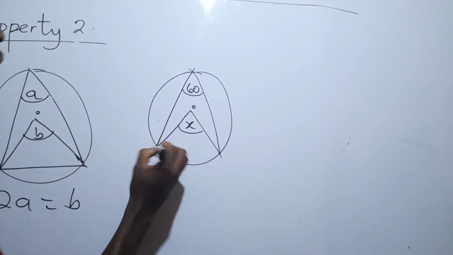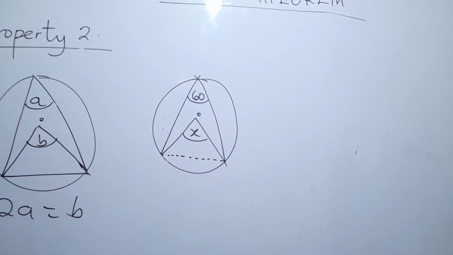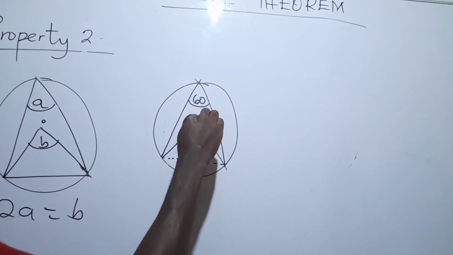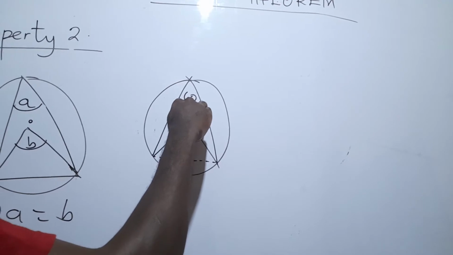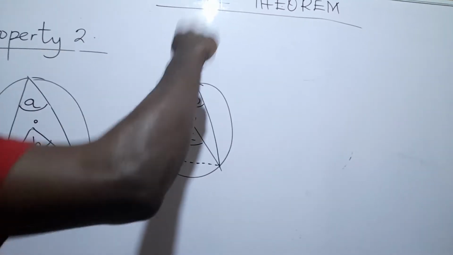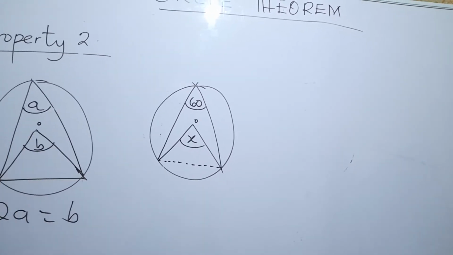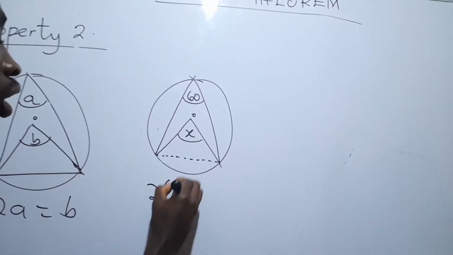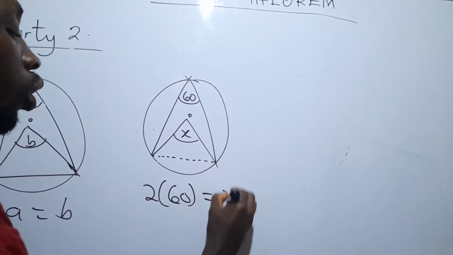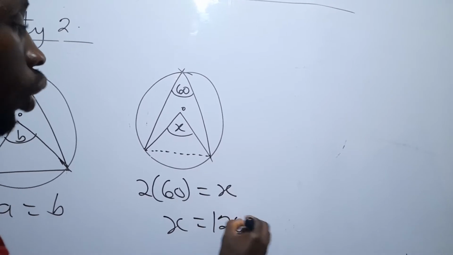Look at it. There is no chord drawn here, but you can have a chord here. So a chord sustaining an angle at the what? Center of the circle. The same chord sustaining an angle at the circumference of the circle. Twice the angle at the circumference of the circle is equal to the angle at the center. So we say 2 times 60 will be equal to X. So X will be equal to 120 degrees.